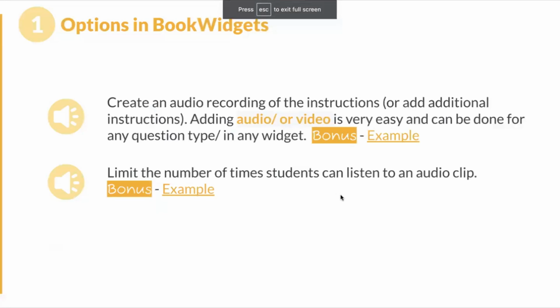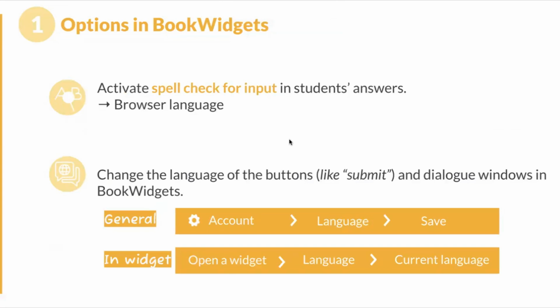Those are the audio options. I already showed you spell check, and then your browser language, if you want to activate that or not, and changing the language of buttons within BookWidgets. So let me go back to the widget editor.